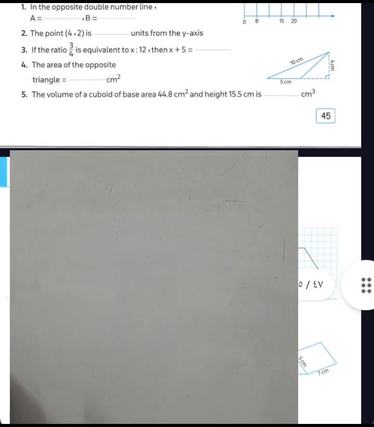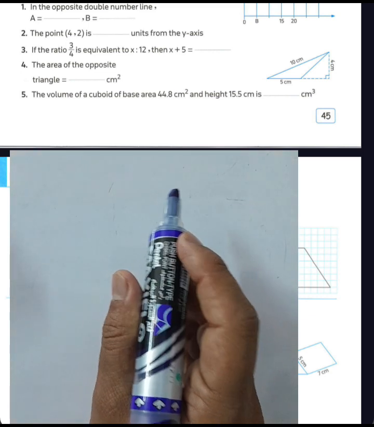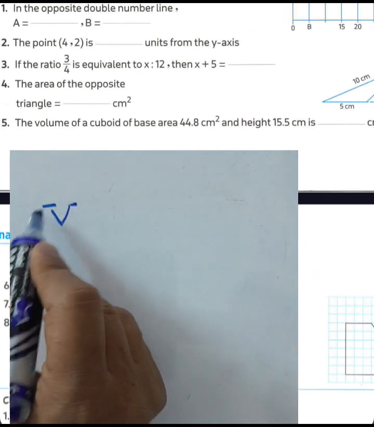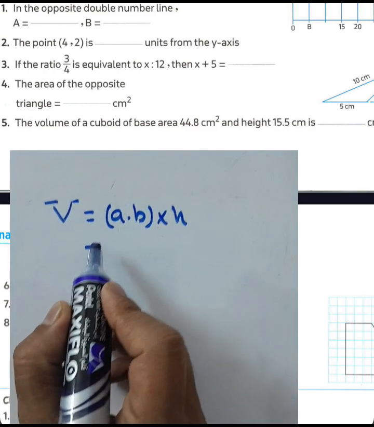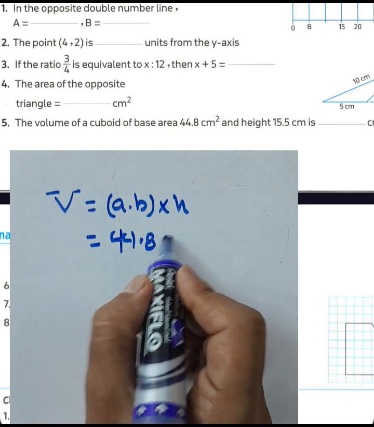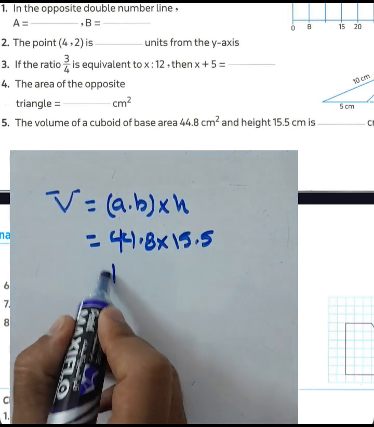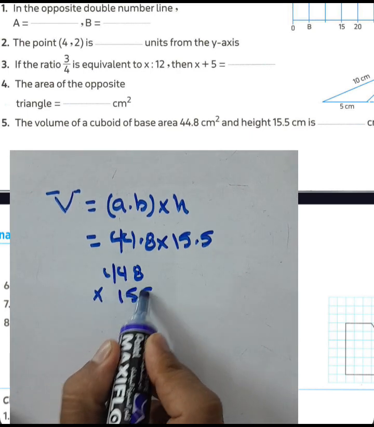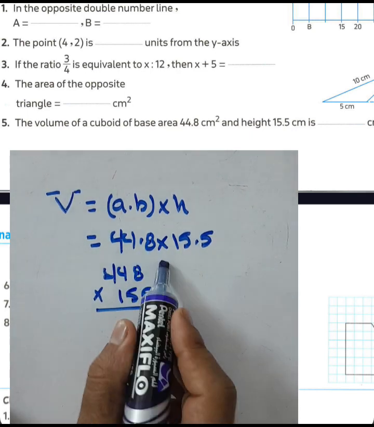The volume of a cuboid of base area 44 and 8/10 square centimeters and height 15.5 centimeters. We know the volume is the base area multiplied by the height. The base area here was 44 and 8/10 multiplied by the height 15.5. We can write 448 multiplied by 155, and in the result we must put the point after two places, since there is one place in each.